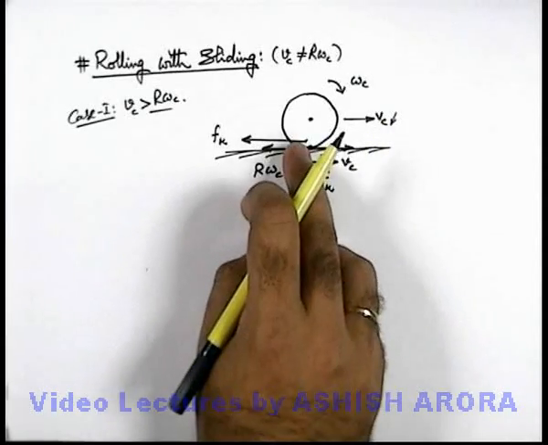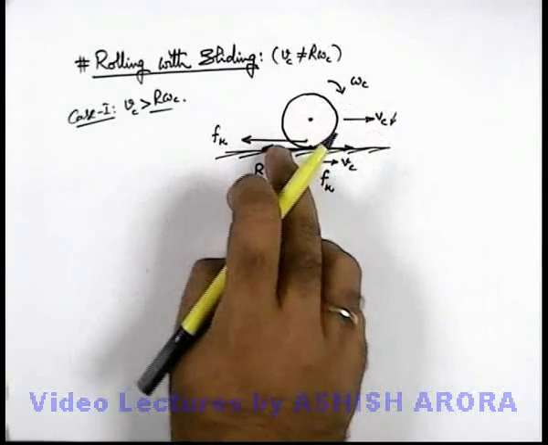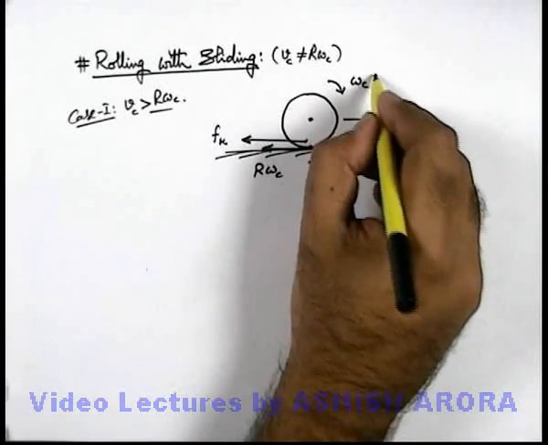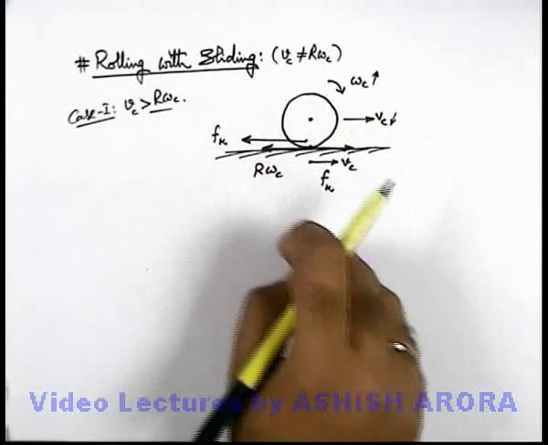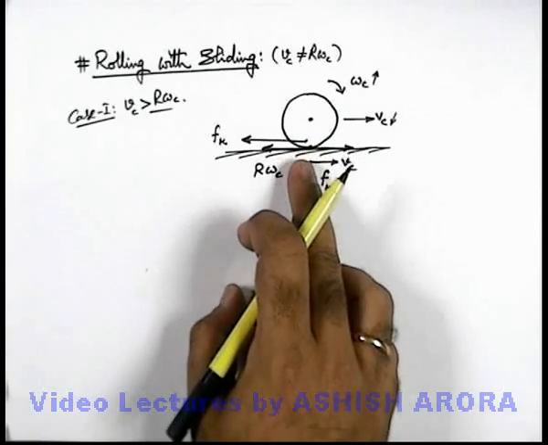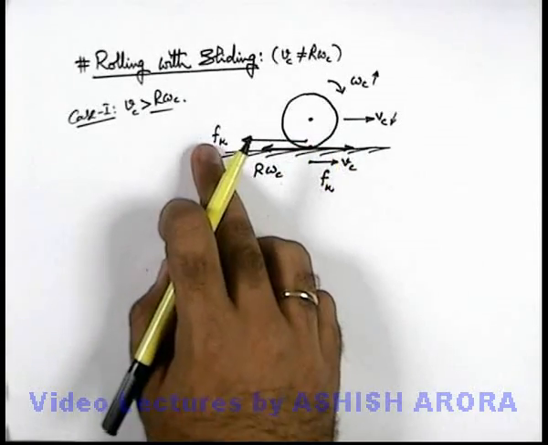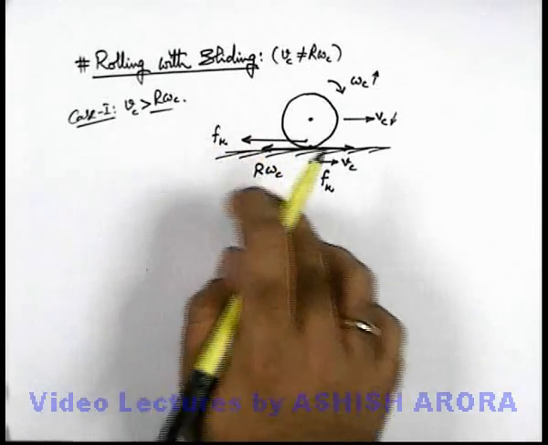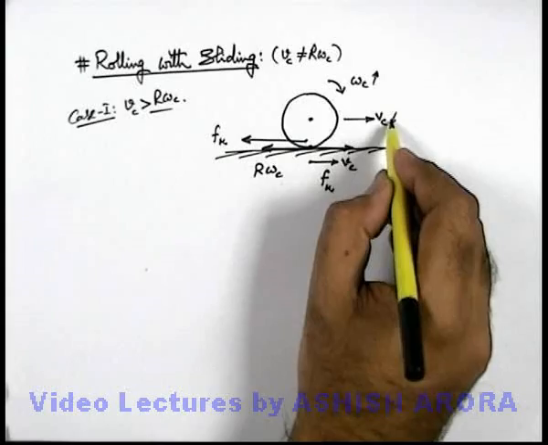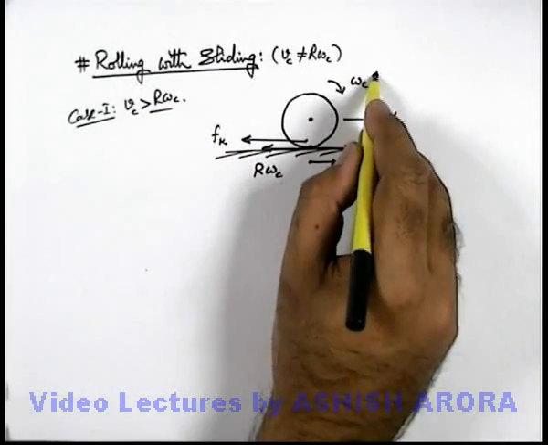And if we talk about the torque due to this kinetic friction, that will be in clockwise manner, and that will have a tendency to increase this angular speed of the body about the center of mass. So we can state, if in the beginning of motion Vc is more than r omega c, the friction is acting in backward direction in such a way that the higher component, which was Vc, will start decreasing, and the value which was lower, omega c, will increase.